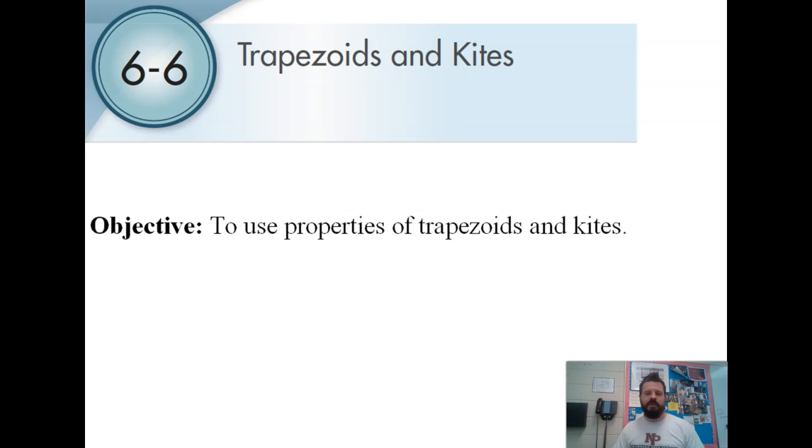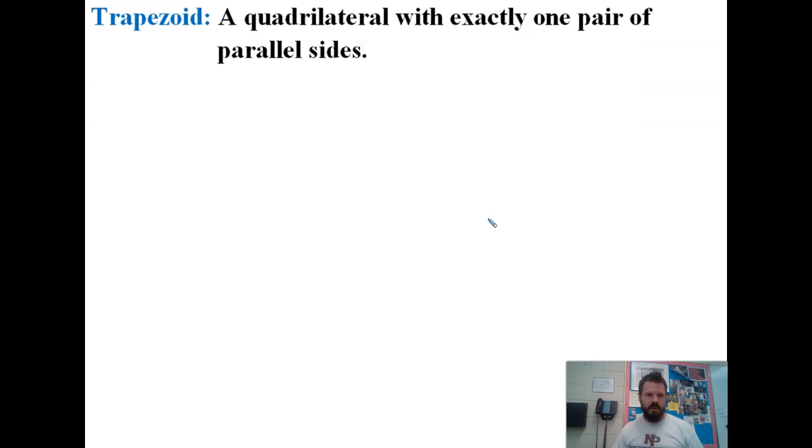Welcome back, everybody. In this next lesson, we're going to talk about another specific set of polygons, trapezoids and kites. Okay, objective: to use the properties of trapezoids and kites. We'll define those for you, give you some properties, and do some solving for angles and side lengths, pretty similar to what we've done with other polygons so far in this chapter. Alright, here we go with trapezoids and kites.